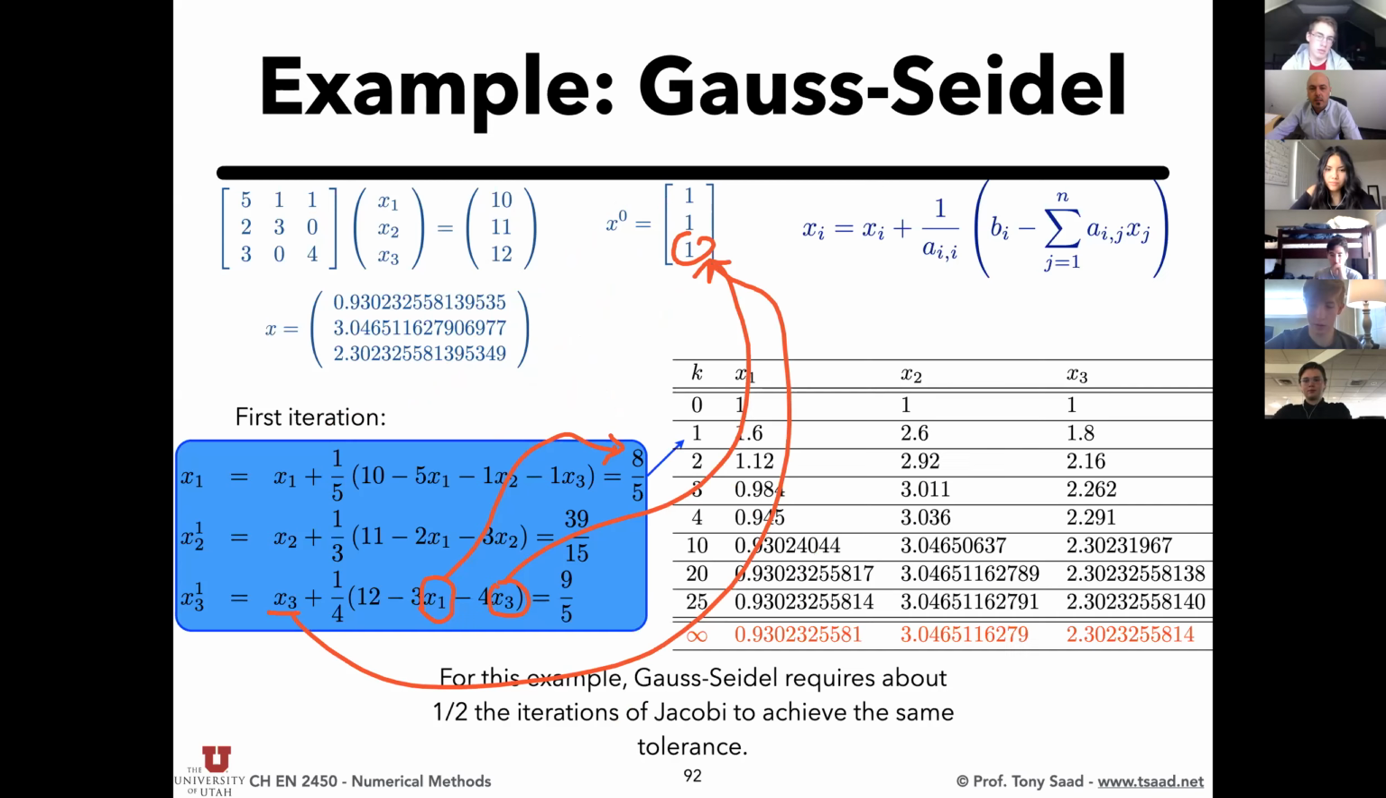Now for this example, the Gauss-Seidel converges in about half the number of iterations. It converges to the same tolerance in about half the number of iterations, which is great. Okay, I'll give you the code for Gauss-Seidel, so you don't have to worry about that. Actually, we can just do an example right now.